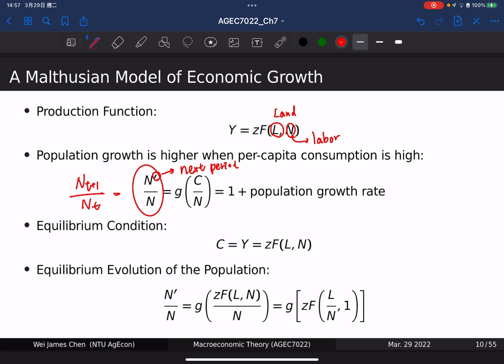And g depends on C divided by N. C is, again, consumption, the same notation we had before. N is population. So what is consumption divided by population?